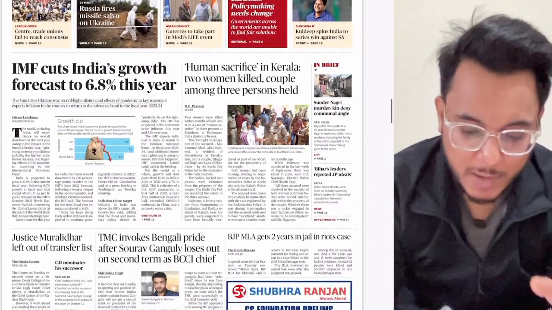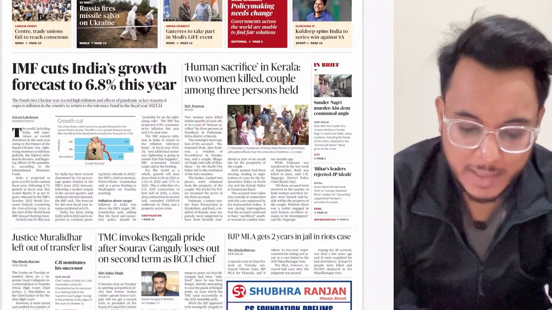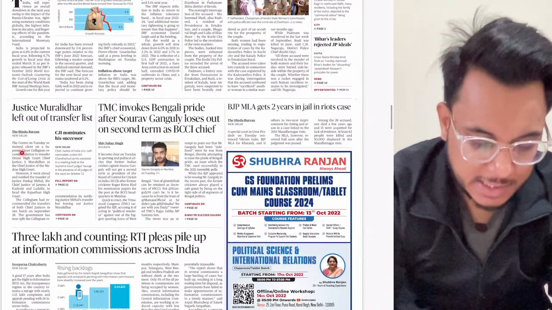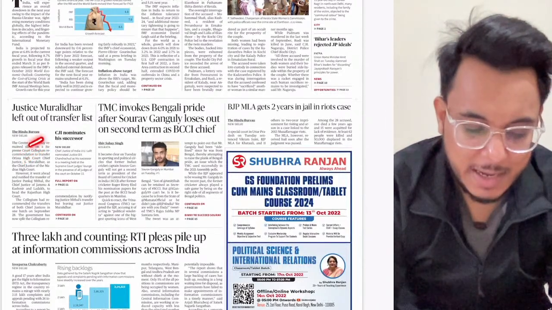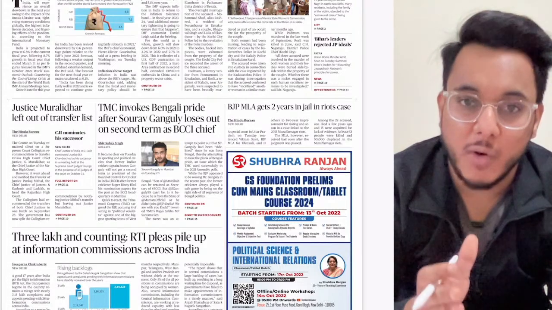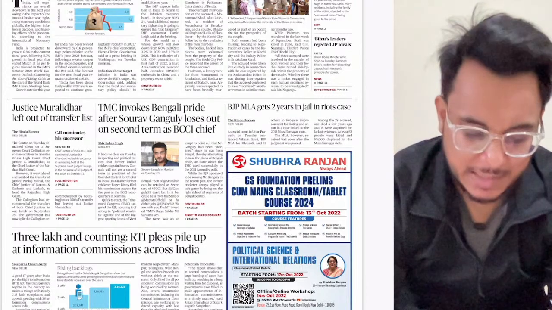Okay, then moving on. After that, basically, human sacrifice in Kerala, 2 women killed, couple held. Fine. Moving on. After that, guys, Justice Muralidhar left out of transfer list. Now, basically what happened is the collegium has recommended the transfer of 2 High Court judges, but of those, 1 judge has not been transferred. That particular thing has come up here.